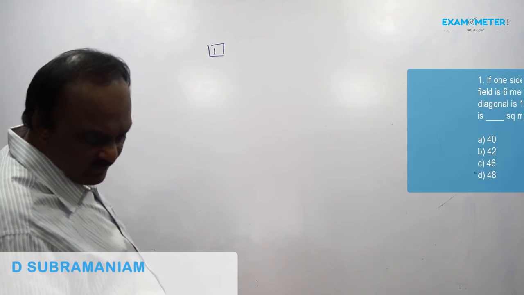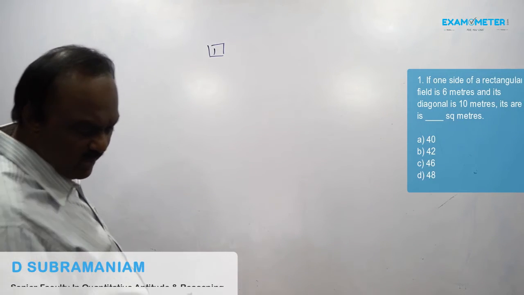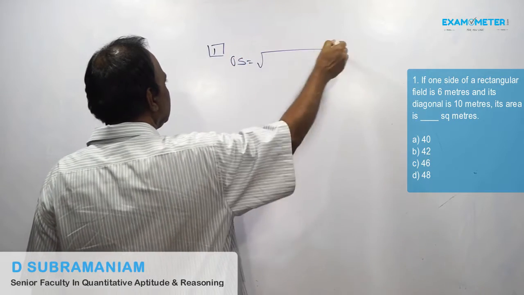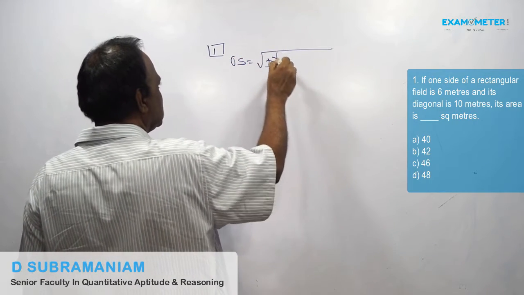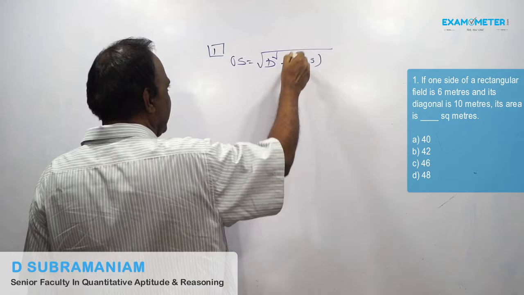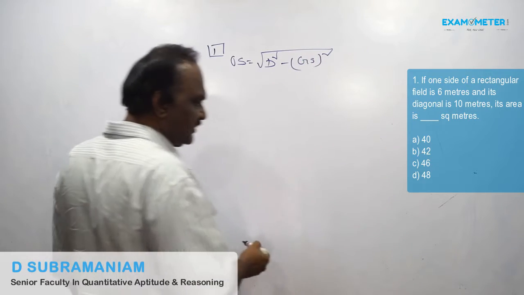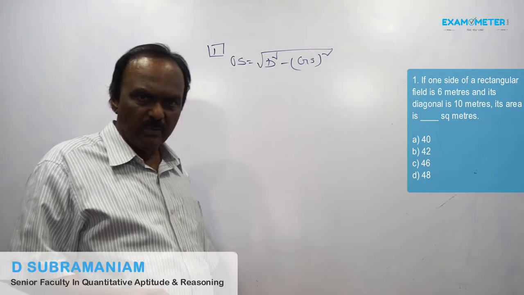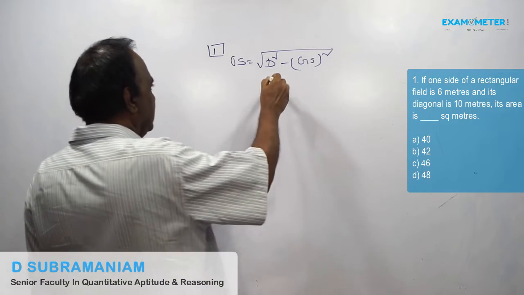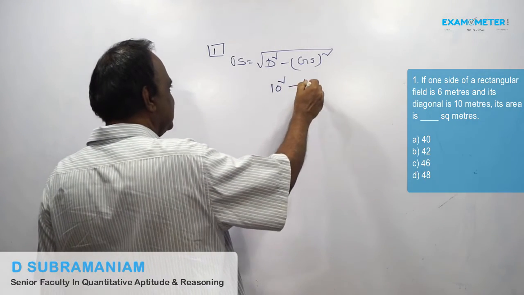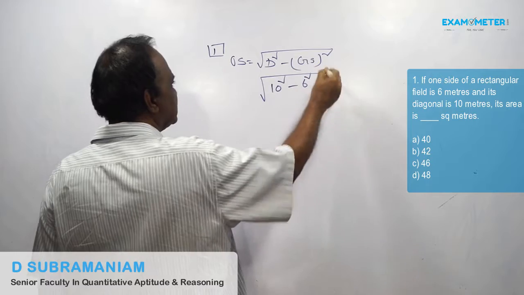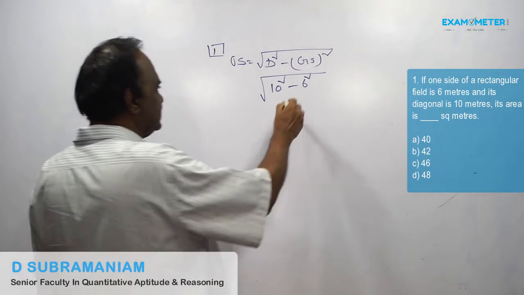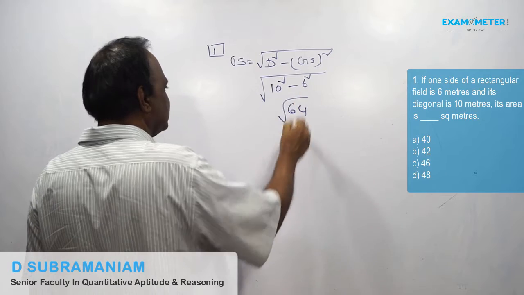One side is given, diagonal is given, the other side we have to find out. So other side is equal to root of diagonal square minus given side square. Diagonal is given as 10, one side is given as 6. 10 square is 100, 100 minus 36 is 64. Root of 64 is 8.